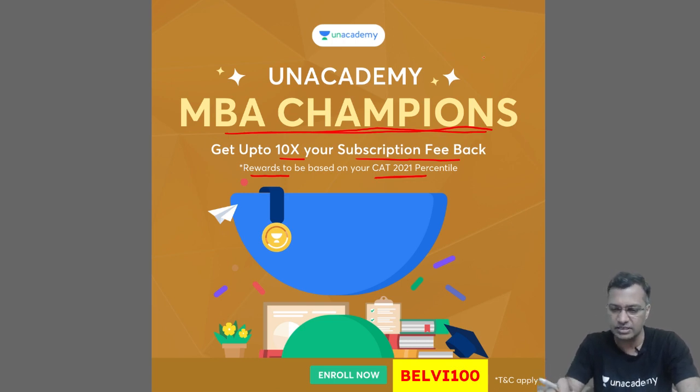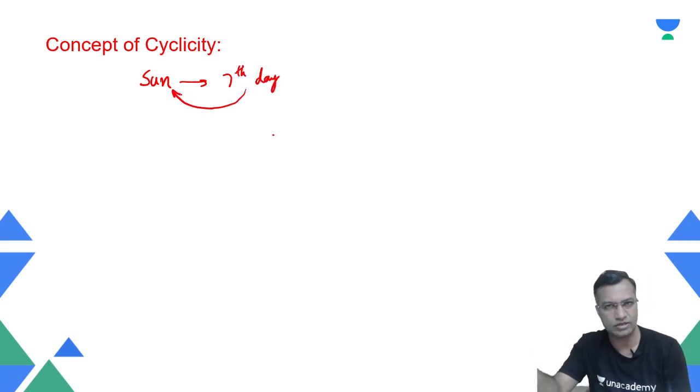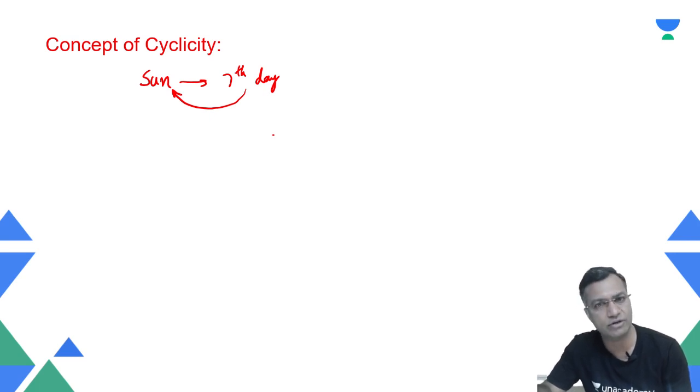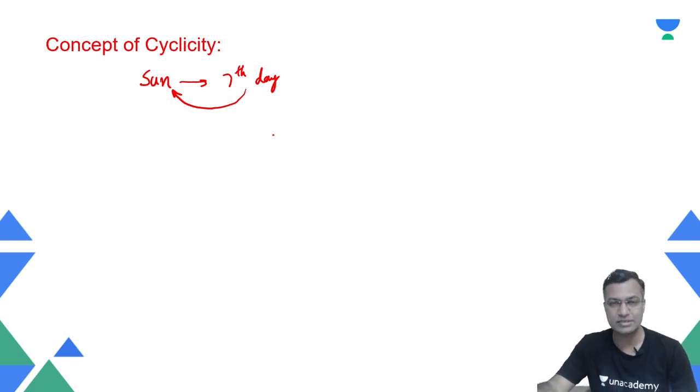So that brings us to the lecture. Here we'll start with the lecture. Let me quickly explain what cyclicity is. Simple. For example, let us assume that today is Sunday. If I ask you, what would be the seventh day from today? Very simple. The seventh day from today is back to Sunday again, because a week has 7 days. This is what I mean by cyclicity.